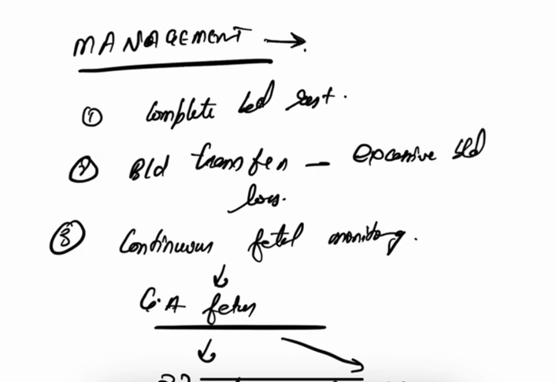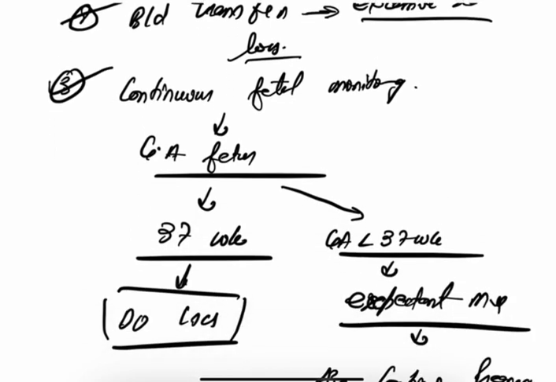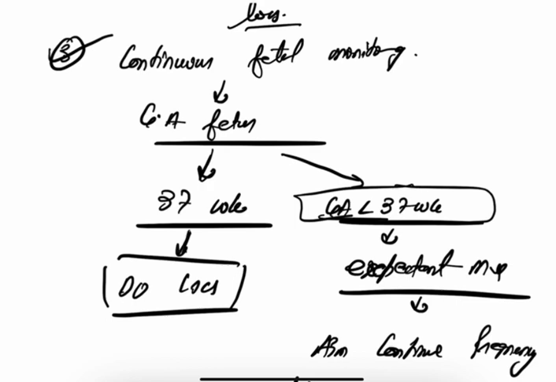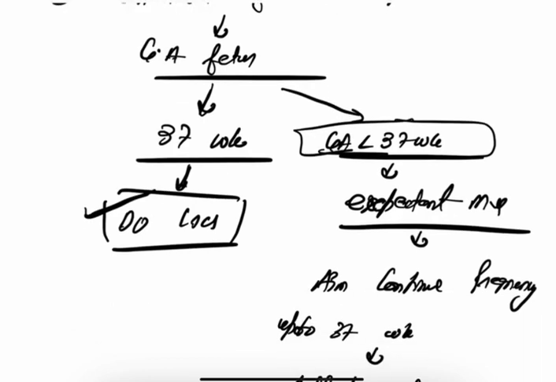What about the management? If blood loss is not very excessive, give complete bed rest to the patient. Blood transfusion if excessive blood loss is occurring. Our aim is to continue the pregnancy up to 37 weeks if gestation is less than 37 weeks. If gestation is more than 37 weeks and the patient is losing blood, we can do cesarean section or even normal delivery if the placenta is not covering the os completely.